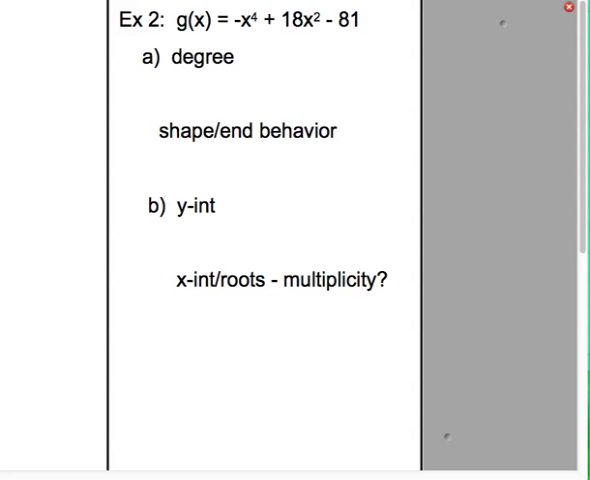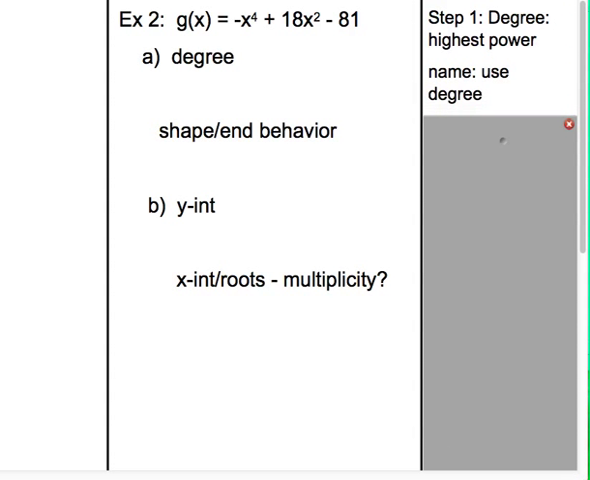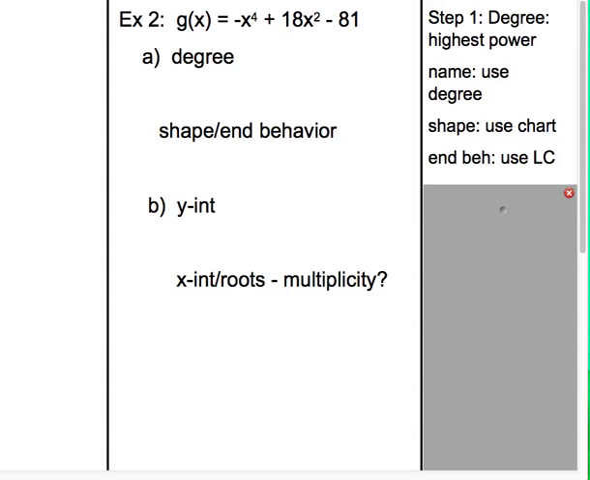Our second example, taking a look at graphing, finding the degree, we've got a quartic function because it's degree 4. And the shape of a quartic function is a W. The end behavior, because it's negative, our W will be upside down. So it'll look something like this, and it might have a little wave in the middle.